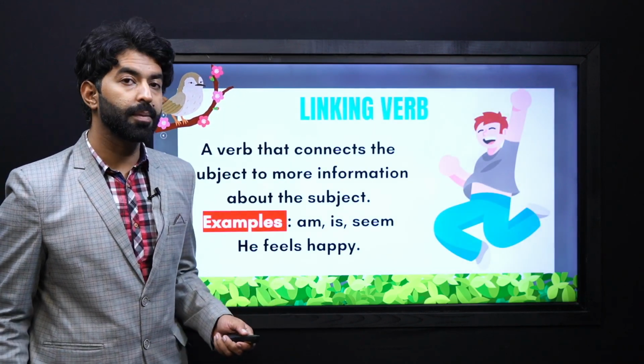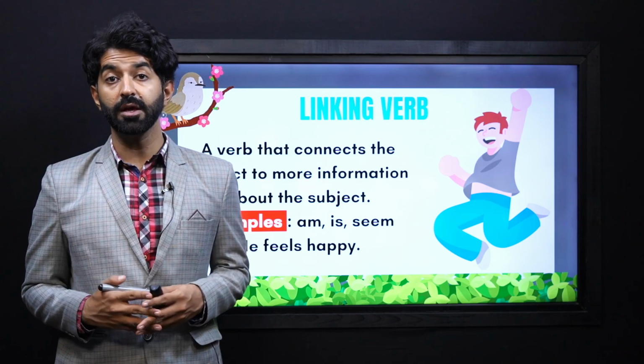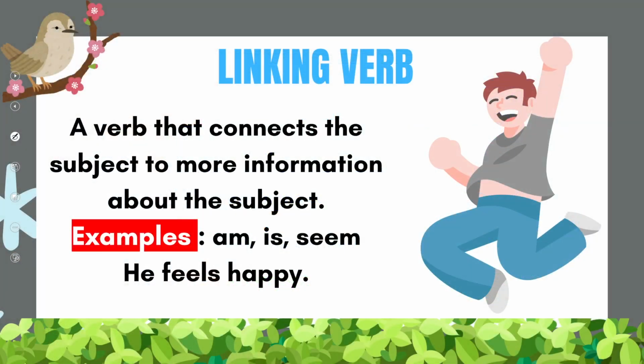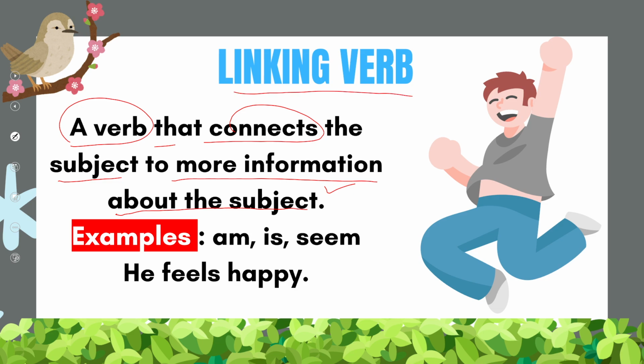Now, let's talk about another kind of verb, which is linking verb. Yes, it is about linking. So now, a verb that connects the subject to more information about the subject. If a verb is connecting the subject to give more information, we call it our linking verb. For example, am, is, seem, or seems, all these are linking verbs.